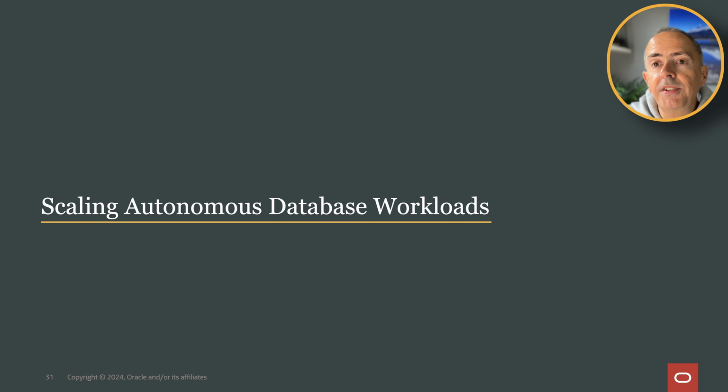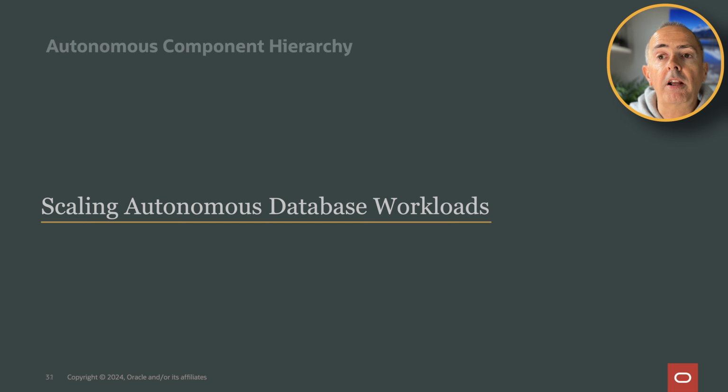Now, one of the nice things about Exadata Cloud Customer is that we can run the autonomous database as well on the same infrastructure. So we're going to now look at how we scale the workloads with an autonomous database because it is slightly different. So let's start with how the various components interact with each other.